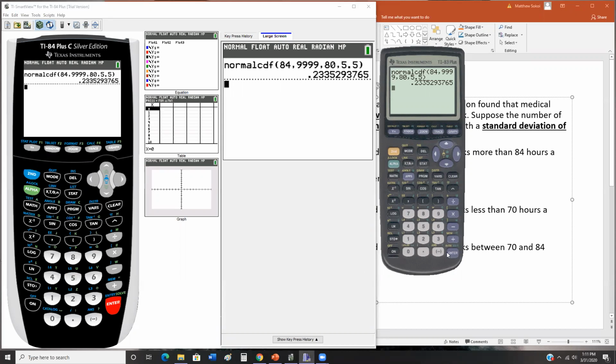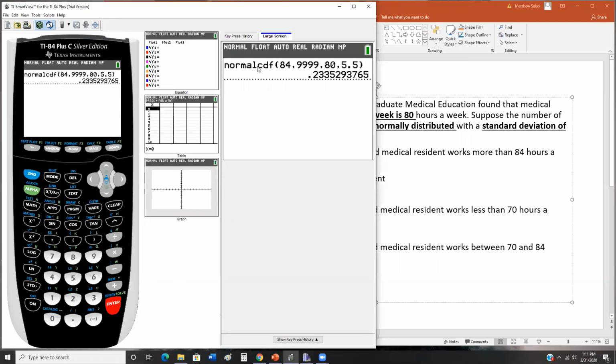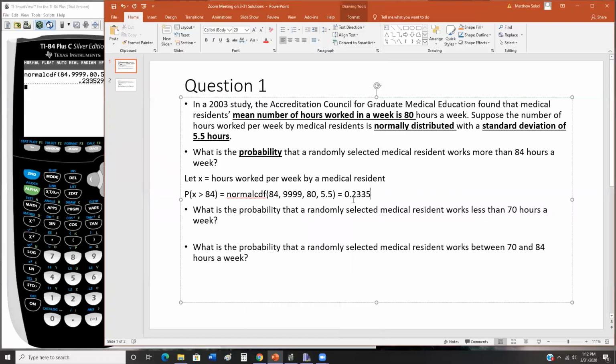How many people following along were able to get this with their calculator? Got it. Yeah, so guess what? That's just your answer right here. When you go to submit a quiz or a homework, all you have to do to show your work is type in the command that you plugged into your calculator. So we went normal CDF, comma, we started at 84, we put in a ridiculously high number like 99999, the mean was 80, the standard deviation was 5.5. And when you look here, that is 0.2335. And that right there is our answer.